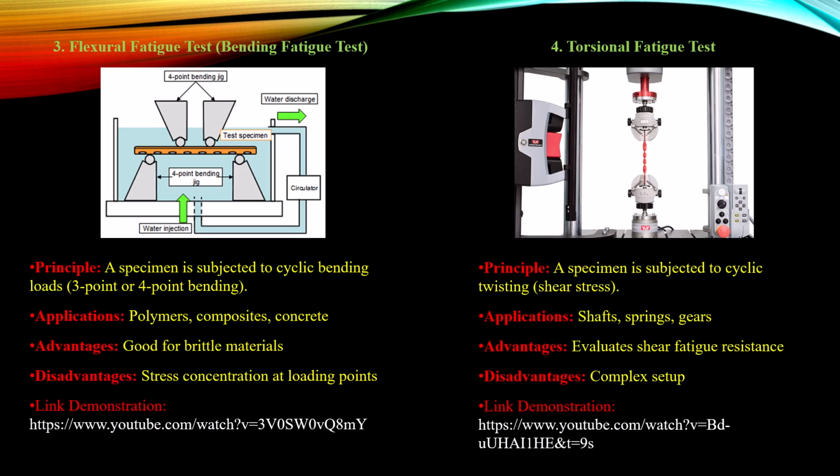test accuracy. The fourth point covers the torsional fatigue test, where the specimen is subjected to cyclic twisting force, inducing shear stress. This test is particularly useful for evaluating components like shafts, springs, and gears, which experience torsional loads in real-world applications.